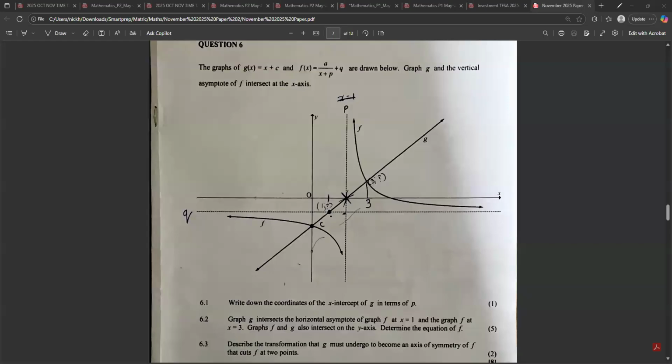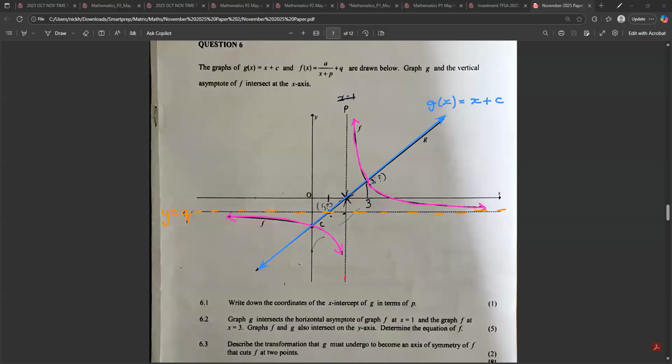Hi guys, today we are doing grade 12 paper 1 and we are looking at the November 2025 paper, question 6, which gives us a straight line g of x is equal to x plus c here in blue, and we are also given a hyperbola, which I'm doing in pink, and that's going to be a over x plus p plus q. And q we know is our horizontal asymptote, where y is equal to q.